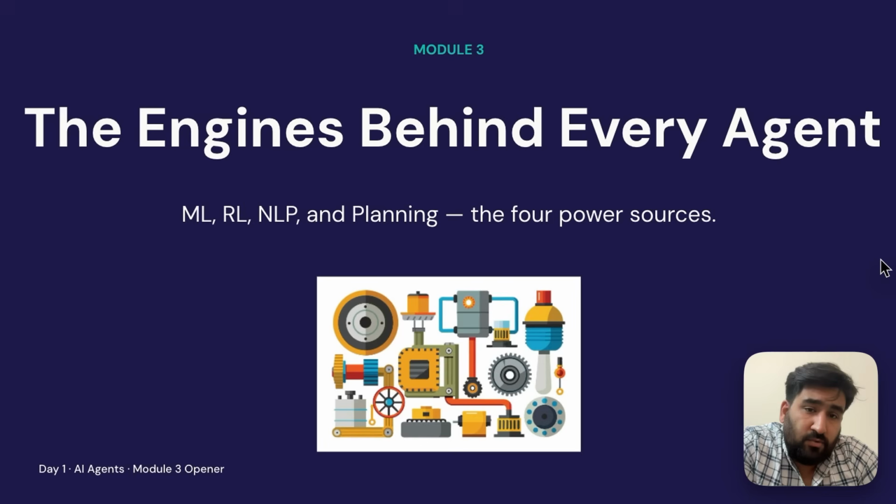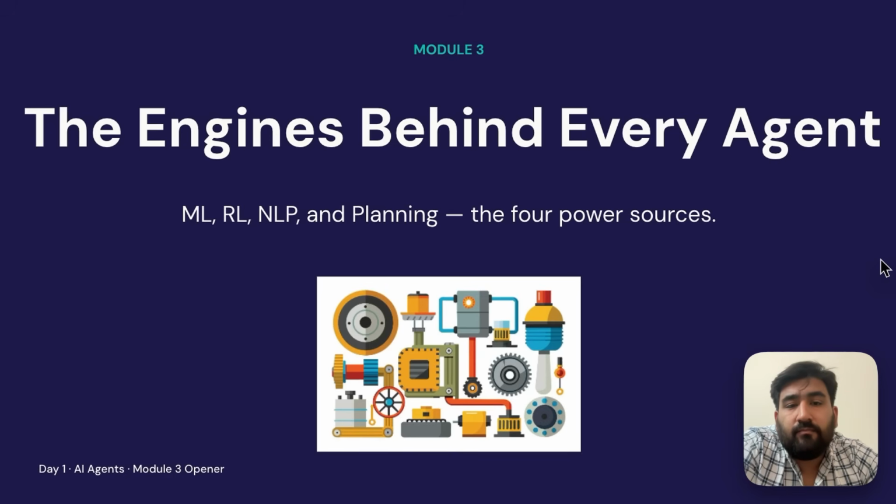Now I want to say something really important upfront before we go further. These four are not mutually exclusive. They are not a pick-one situation. A modern agent utilizes all four of them at the same time in different parts of the loop. So ML for perception, NLP for understanding and maybe for producing language also, planning for the feedback, all together combined.